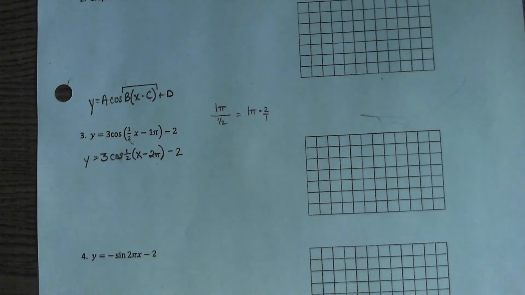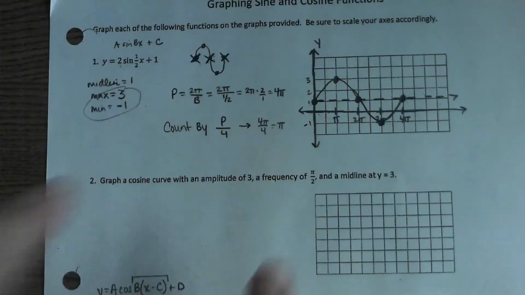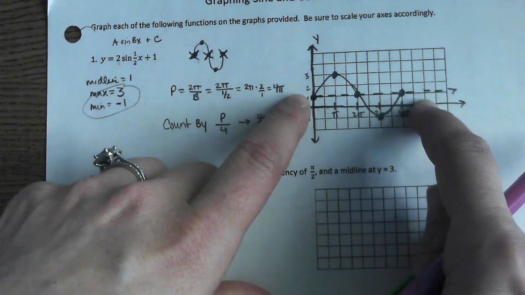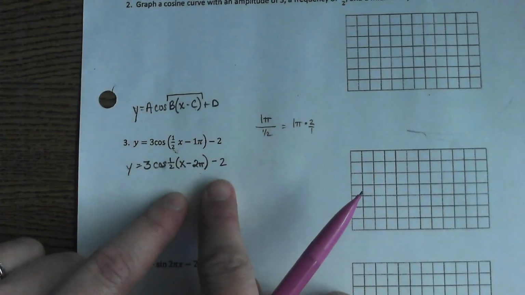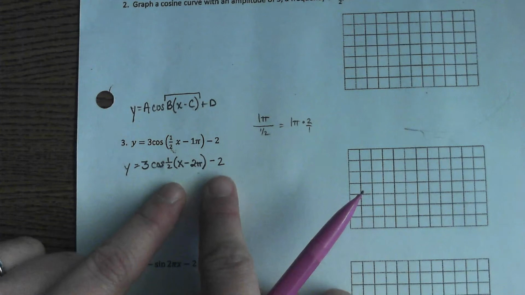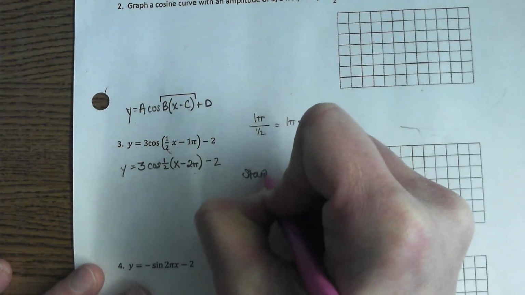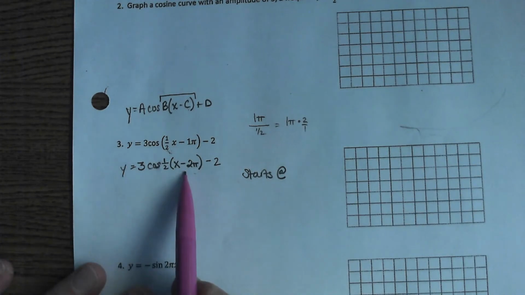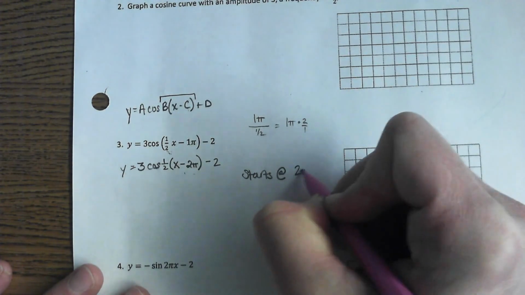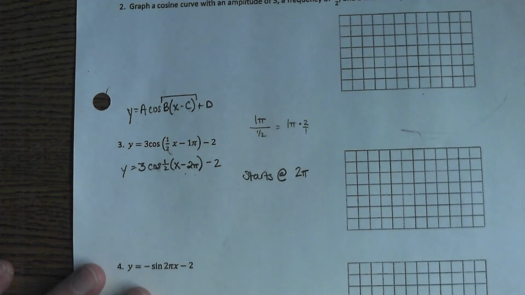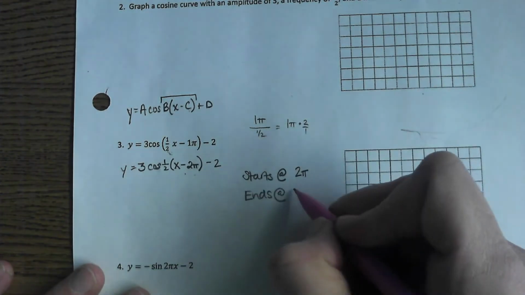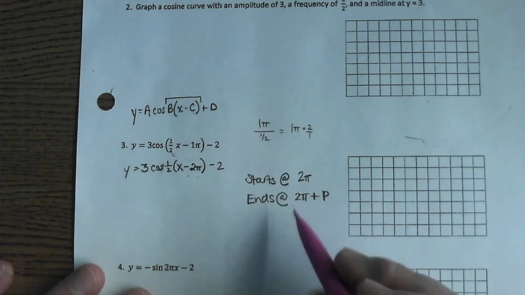So when we don't have a phase shift, our cycle starts at 0 and ends at the end of the period, right? But when we have a phase shift, our cycle isn't starting at 0 anymore. Our cycle is starting where? This has been shifted how many units and in which direction? 2 pi to the right. So we're starting our cycle at 2 pi. And it's going to end a period later. So it's going to end at whatever a full period later is.